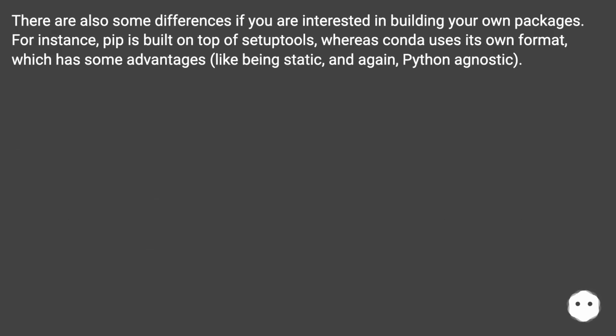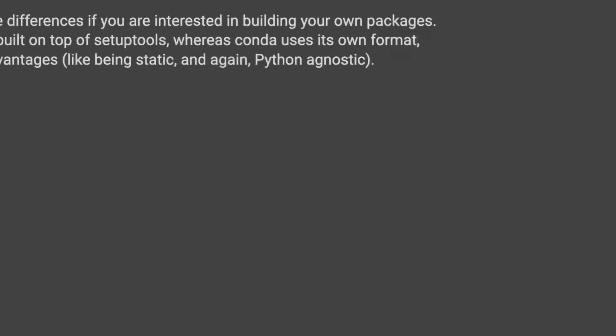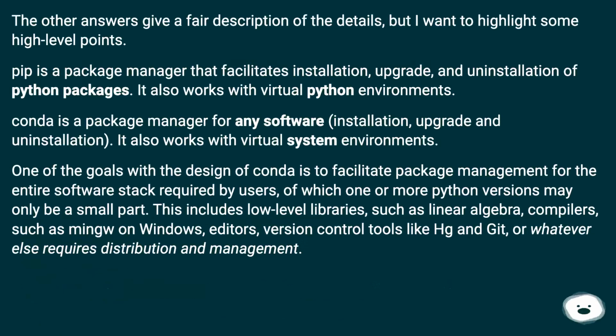There are also some differences if you are interested in building your own packages. For instance, pip is built on top of setuptools, whereas Conda uses its own format, which has some advantages, like being static and, again, Python agnostic. The other answers give a fair description of the details, but I want to highlight some high-level points. Pip is a package manager that facilitates installation, upgrade, and uninstallation of Python packages. It also works with virtual Python environments. Conda is a package manager for any software: installation, upgrade, and uninstallation. It also works with virtual system environments.